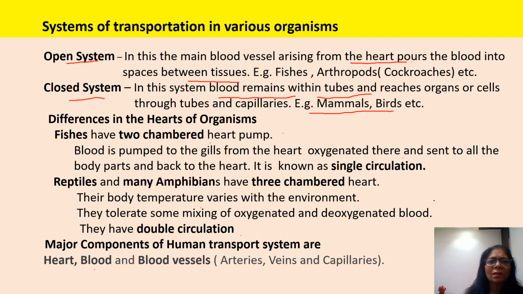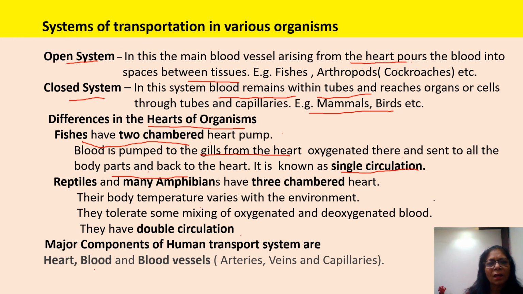Similarly, there is difference in the hearts of organisms also depending on their need. For example, fishes have only two chambers in their heart. We have seen in respiration that blood is pumped to the gills from the heart for oxygenation. And then it is sent back to the body parts and then back to the heart. So it is single circulation in which the blood is going only once to the heart.